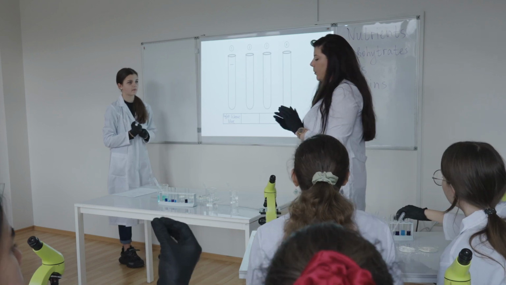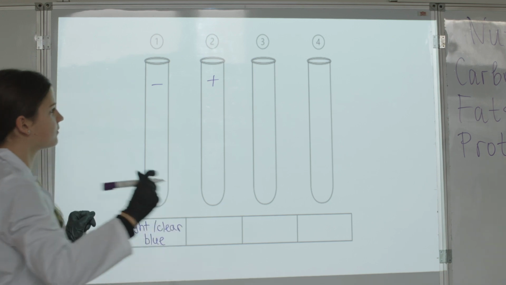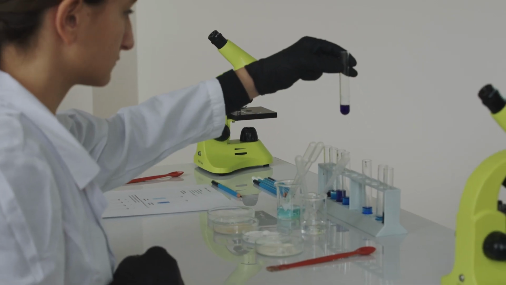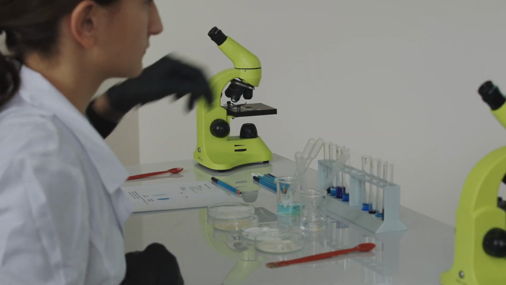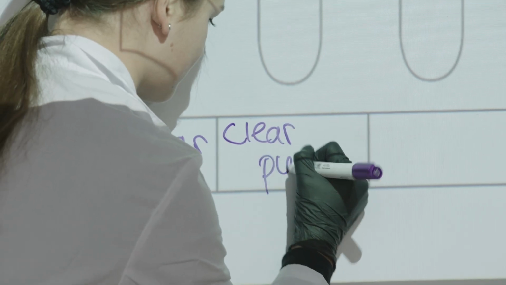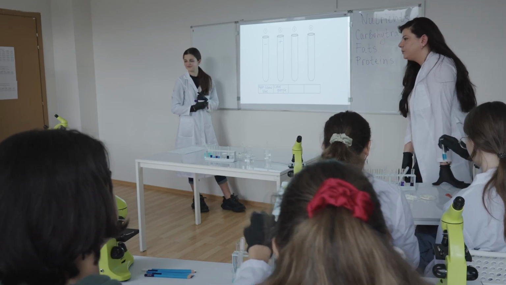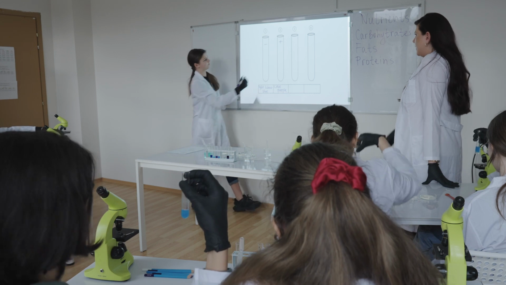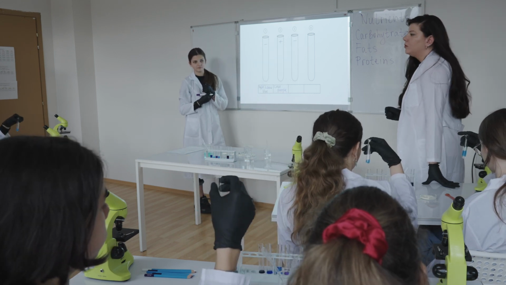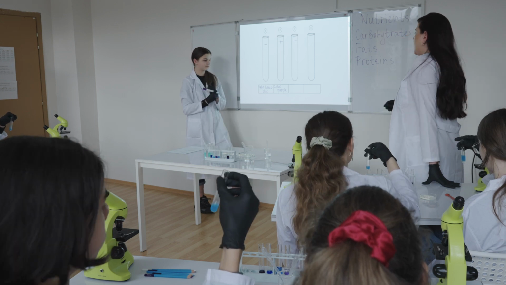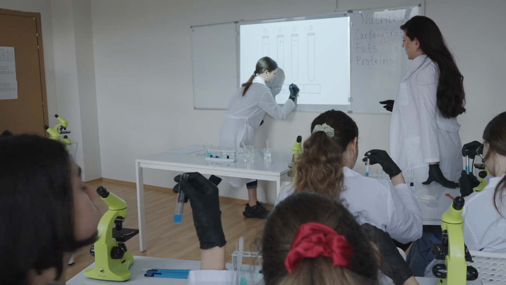The next one, is it positive or negative? Positive. Why? It's purple. Is it clear? Yes. Okay, so we have Alexa, clear purple color. Okay. The next one, Eva? Well, it's negative, because it's light blue. Okay, is it clear? No, it's cloudy. Okay, so we have light blue, but this time cloudy solution.